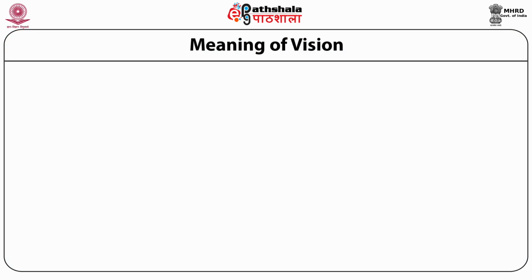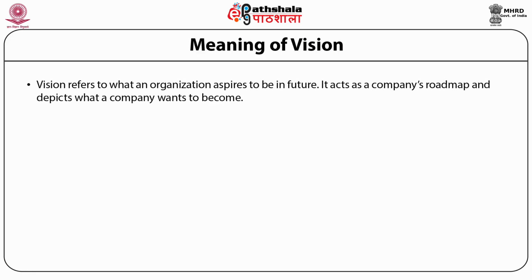So let us see what the meaning of vision is. Students, vision basically refers to what an organization aspires to be in the future. It basically acts like a company's roadmap and depicts what a company wants to become. This aspiration is very important. It's important for a company to know what it really wants to become.